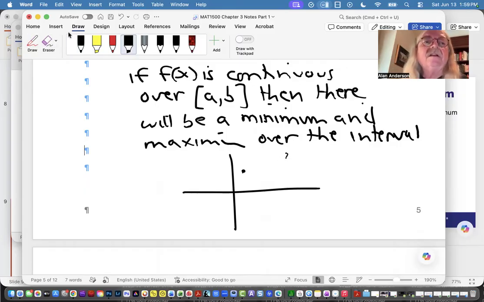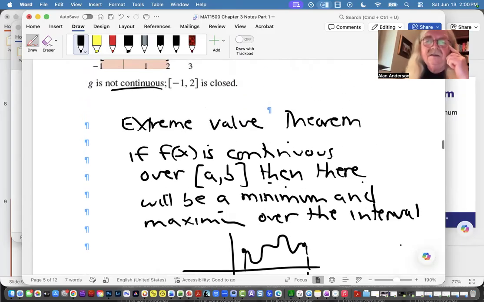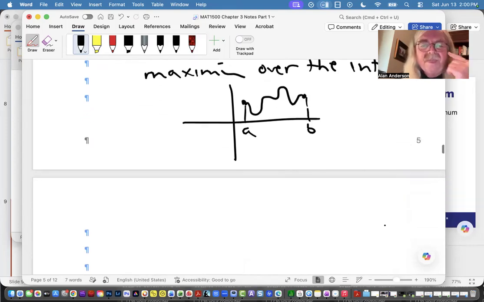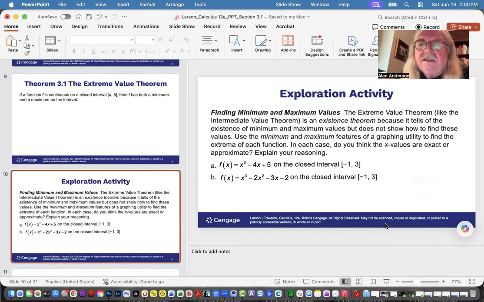So no matter how careful or how strange this graph looks, as long as it's a function, it's got to have a maximum and a minimum in there somewhere. It doesn't tell us where they are, but we're guaranteed that they both exist. And it could be the endpoints themselves that represent the maximum or the minimum or both, one of each. All right. Now, how do we find them?